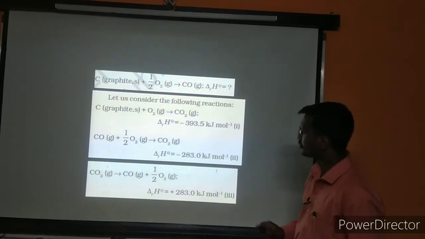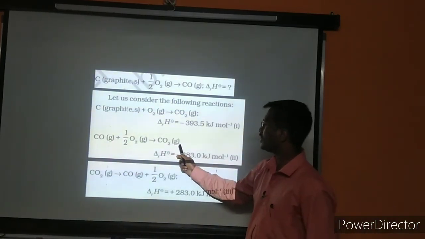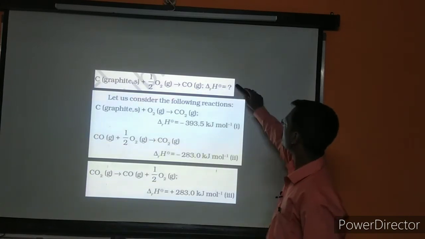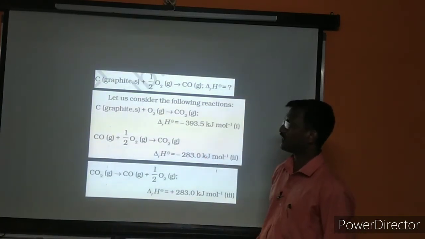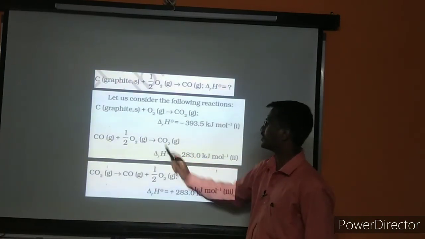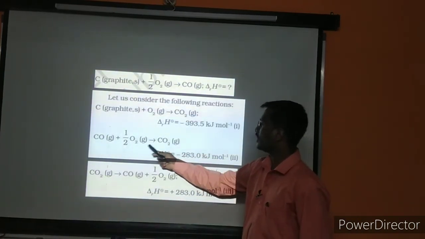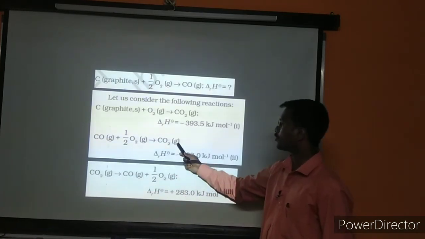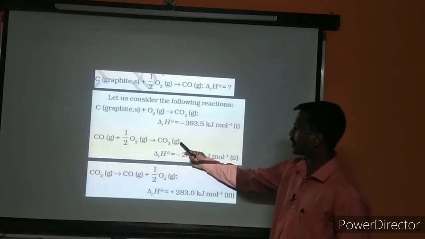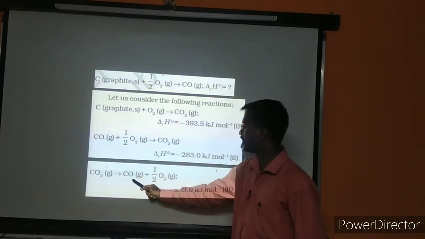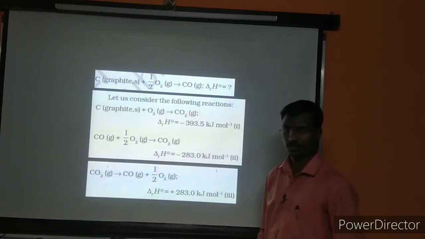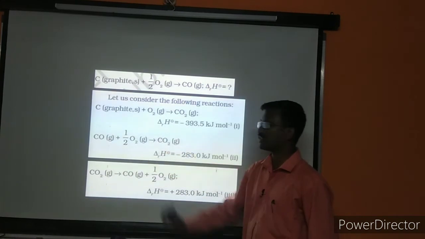How? I would like to reverse the third equation. Think that this is the first one, this is the second, and this is the third. So you just reverse this equation, meaning I write the reactant as the product and the product as the reactant. Carbon dioxide forms carbon monoxide plus half of the oxygen. So simply I reversed this reaction.